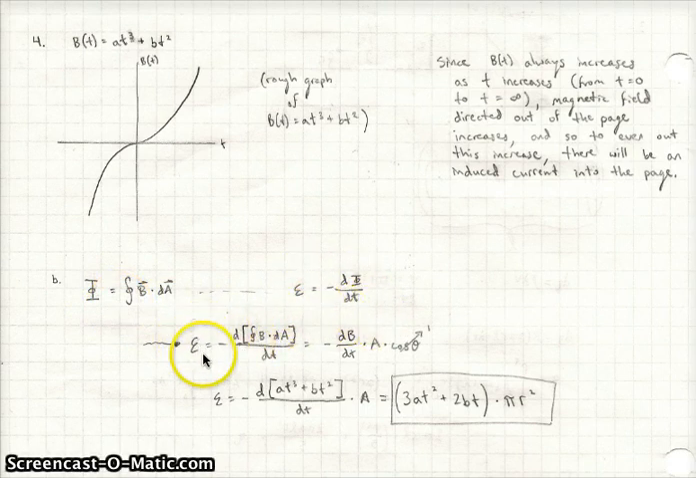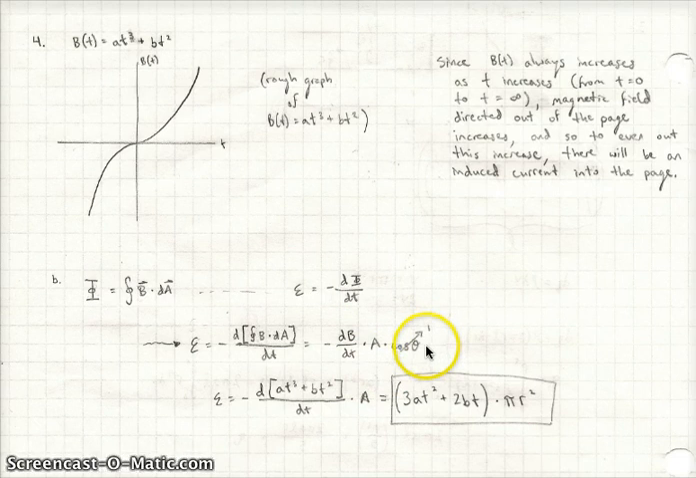That gives the EMF equals negative the derivative of the integral of B dot dA over dt. That simplifies down to negative dB over dt times A times cosine of theta for the dot product. But since the magnetic field and the area are parallel, the cosine of theta is equal to 1, and so you can get rid of that.